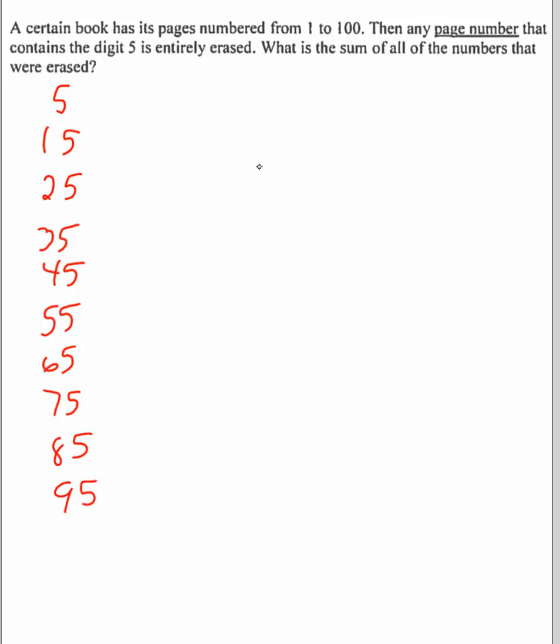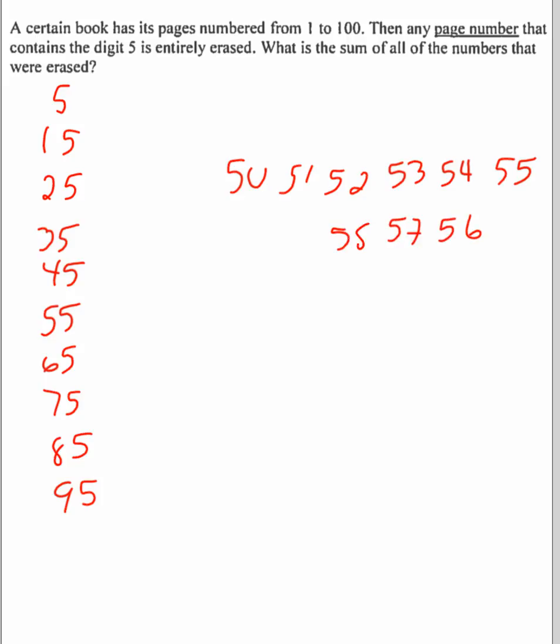We also know that we're erasing 50, 51, 52, 53, 54, 55, 56, I'm going to go backwards here, 57, 58, 59, and that's it. Now, we've counted 55 twice, so we got to get rid of it on one list. So I'm going to get rid of it there. So really all you need to do is add up all of these numbers that I've just written down. Sounds really easy, and yet it's harder because you don't have a calculator.